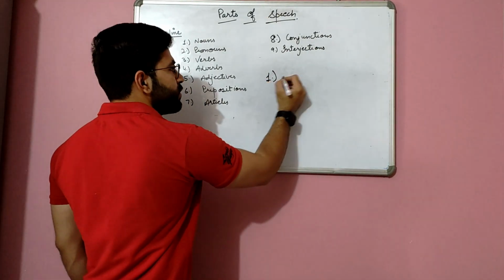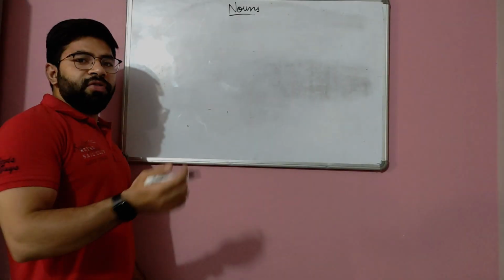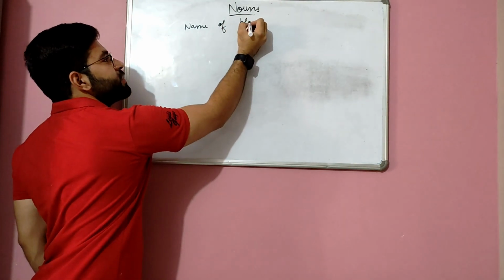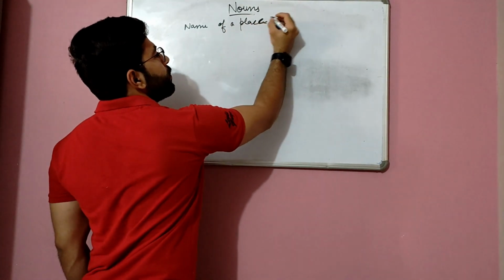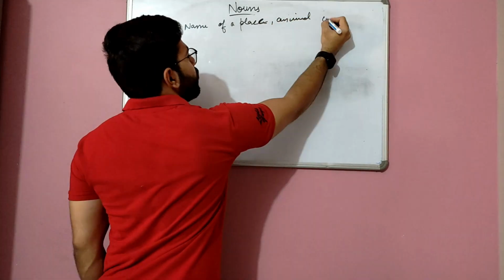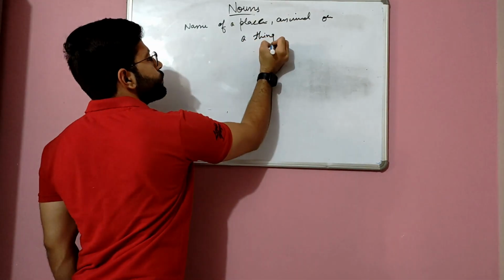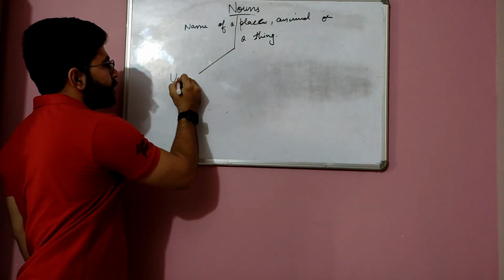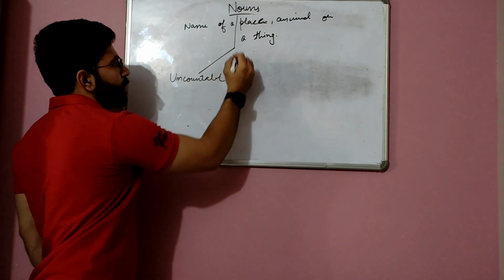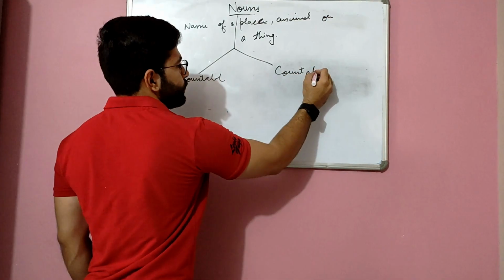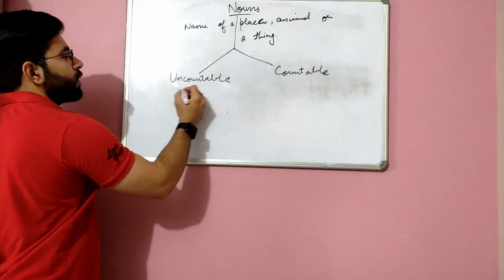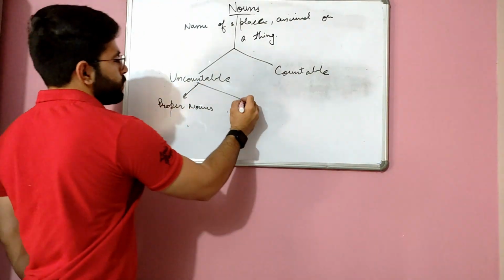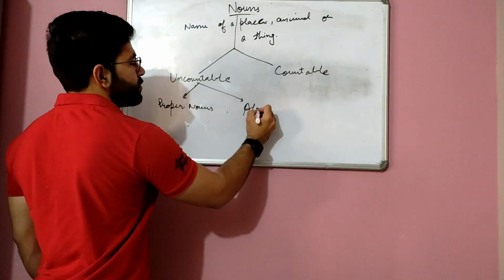So, we will start with nouns. How do we define nouns? Nouns are nothing but the name of a person, place, animal, or a thing. Nouns are further divided into two broad categories, that are uncountable and countable nouns. In uncountable, we have proper nouns and abstract nouns.